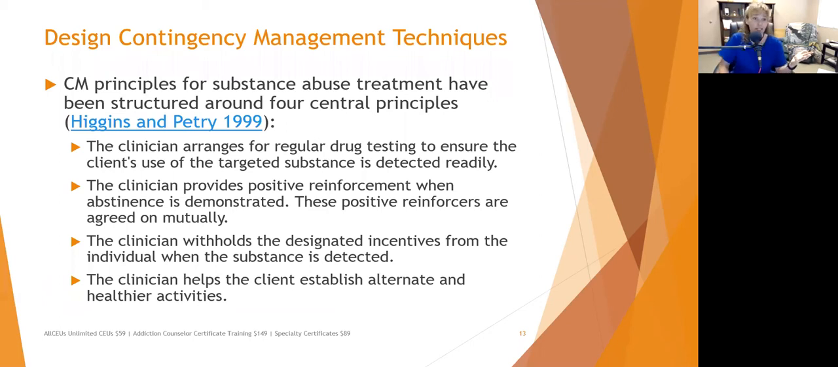Well, that's for substance abuse. If you use it for co-occurring disorders, if you use it for mental health, we want to arrange for regular check-ins about the client's behavior. What are they doing towards their treatment plan? What are they doing in terms of a recovery lifestyle? We want to provide positive reinforcement for adhering to their treatment plan. We want to withhold the designated incentives when the client has just not done anything that they were supposed to do on their treatment plan, and help them establish alternate, healthier activities. So again, it's really very much the same.